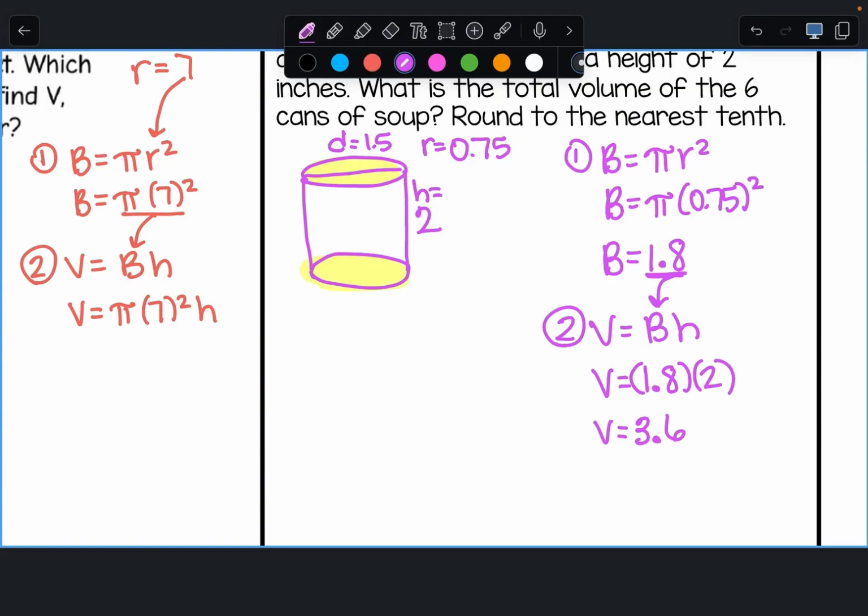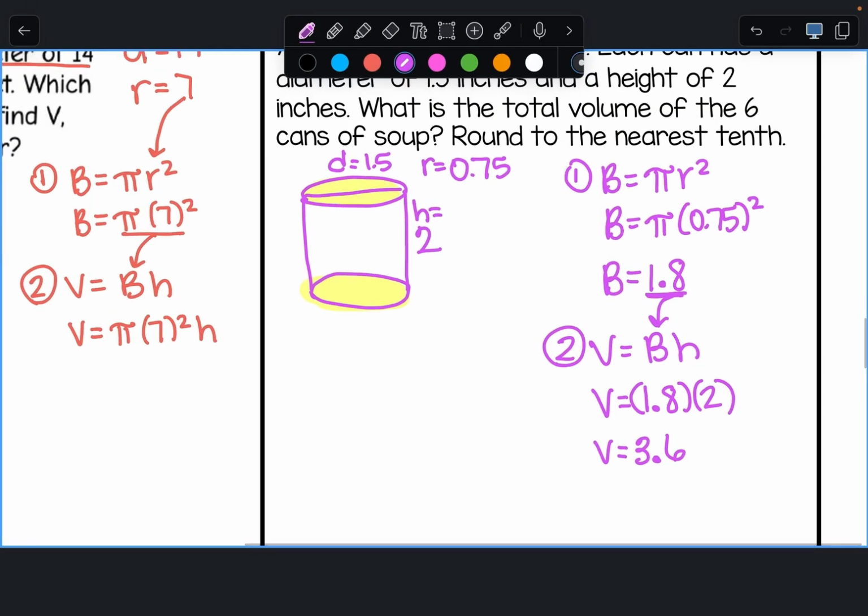So the trick with the tenths place, hundredths place, remember, if it says tenth, think of this. How many zeros does the number 10 have? 1. So that's one number after the decimal. How many zeros does 100 have? 2. So that's 2 zeros after the decimal. How many zeros does 1,000 have? 3 numbers after the decimal. So since they say tenth, they just want us to keep one number after the decimal.